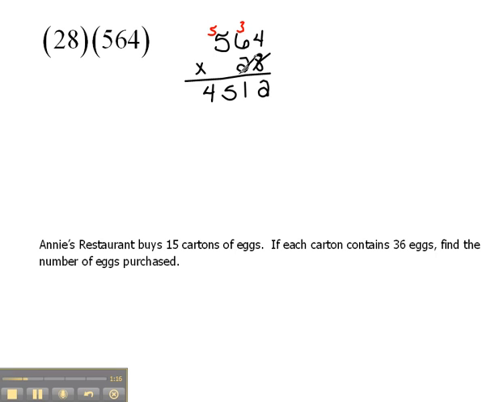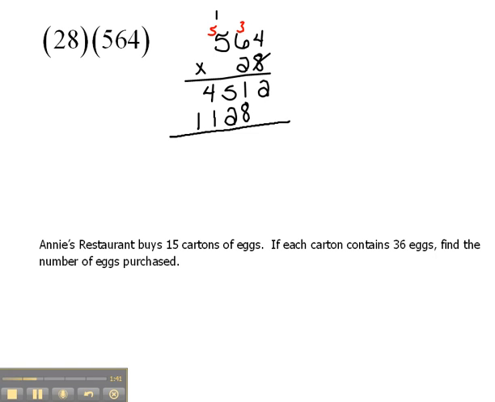Now let's start in with the 2. We're going to multiply the 2 times each of the digits on top. And remember, we're going to start writing our answers in that tens column. So 2 times 4 would be 8. 2 times 6 would be 12. So we're going to write down the 2 and carry the 1. And then we're going to multiply 2 times 5, which would be 10. Add the 1, which would be 11.